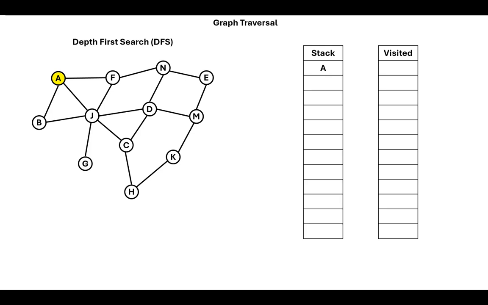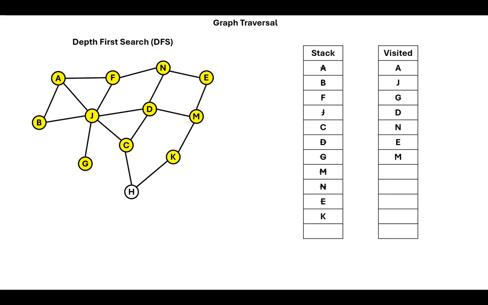So we start by adding A, then we dequeue A, add its neighbors B, F and J. We pop J, add its neighbors C, D and G. We pop G, add its neighbors, which are none, so we pop D, add D's neighbors, which are N and M. Pop N, add its neighbor E. Pop E, it doesn't have any unvisited neighbors, so pop M.